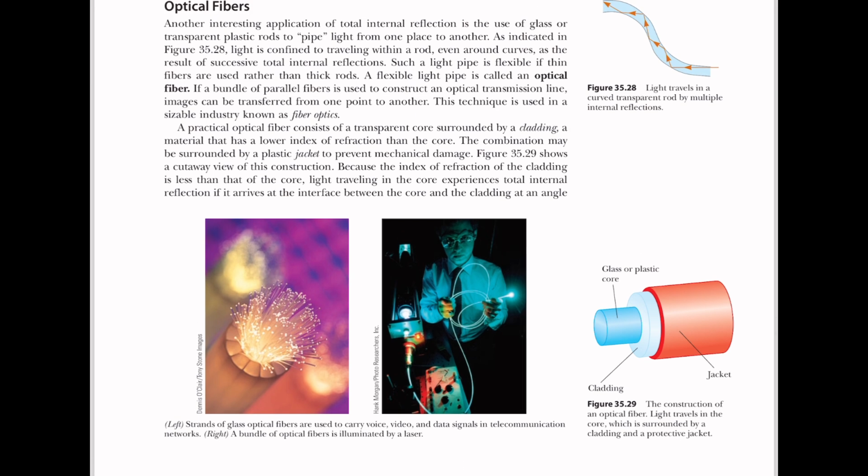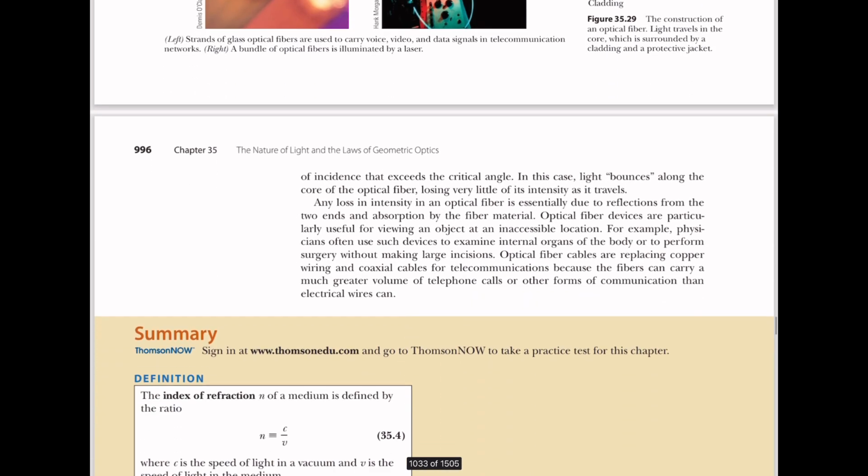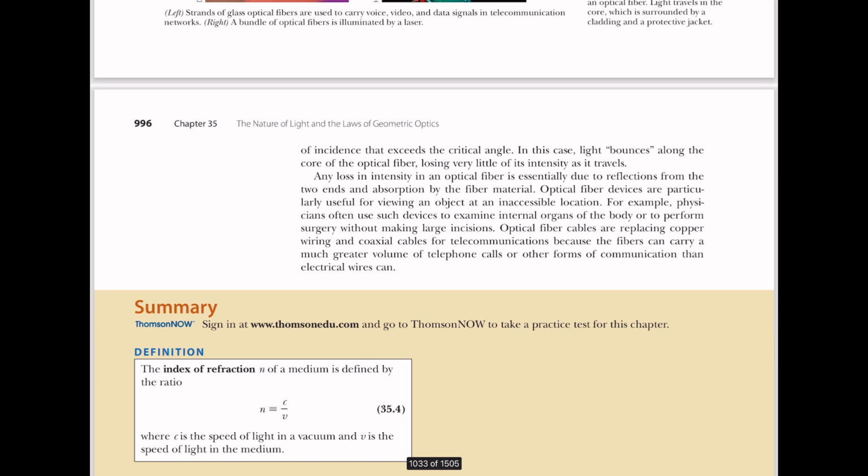Because the index of refraction of the cladding is less than that of the core, light traveling in the core experiences total internal reflection if it arrives at the interface between the core and the cladding at an angle of incidence that exceeds the critical angle. In this case, light bounces along the core of the optical fiber, losing very little of its intensity as it travels. Any loss in intensity in an optical fiber is essentially due to reflections from the two ends and absorption by the fiber material.